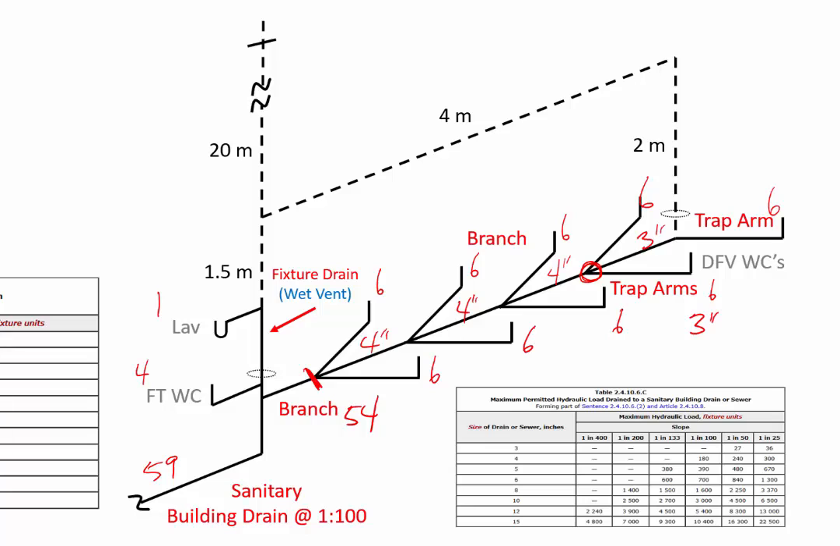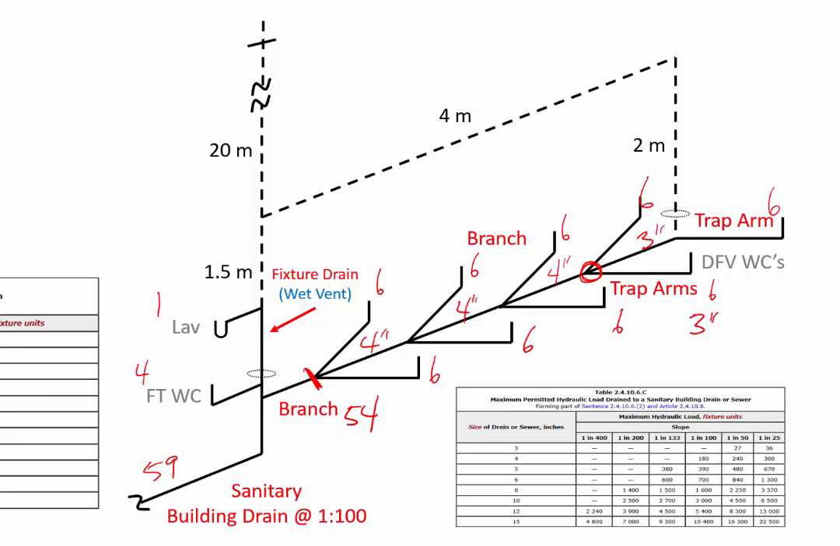Okay, well, we'll stay with 3-inch at this point. 3-inch for all the trap arms as well. 4-inch for the main branch. 4-inch where it connects to this vertical branch. The fixture drain wet vent would be sized as a wet vent because, again, it's directly serving that flush tank water closet.